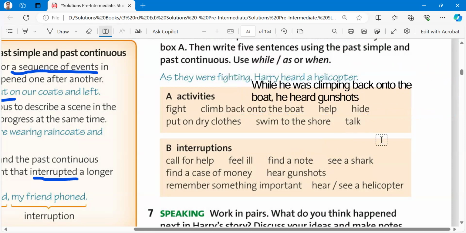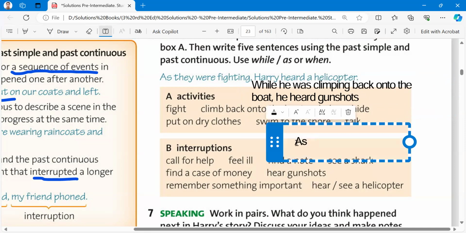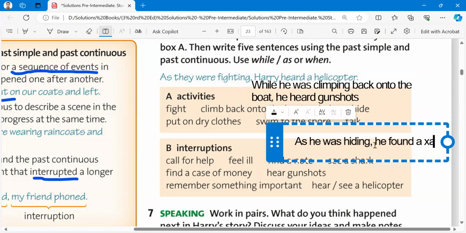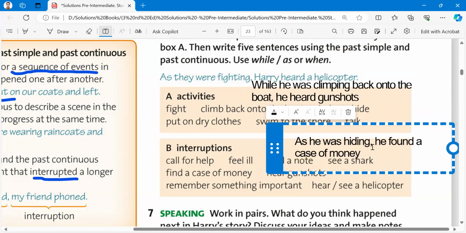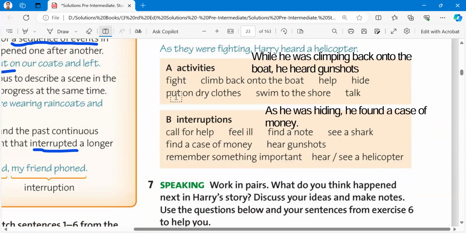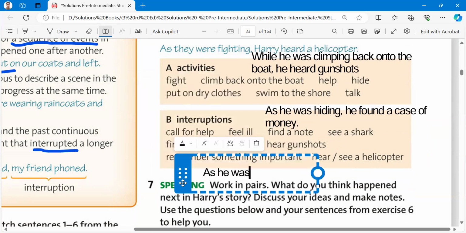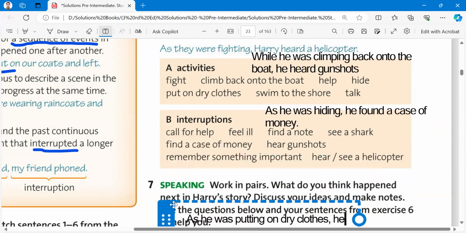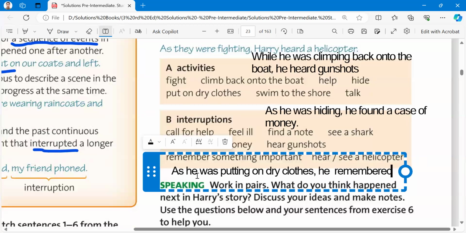Next, as he was hiding, he, let's say, found a case of money. Case, it's like a suitcase here. As he was putting on dry clothes, put on means like wearing. He was putting on dry clothes. He did what? He remembered something important, maybe, right? He remembered something important.